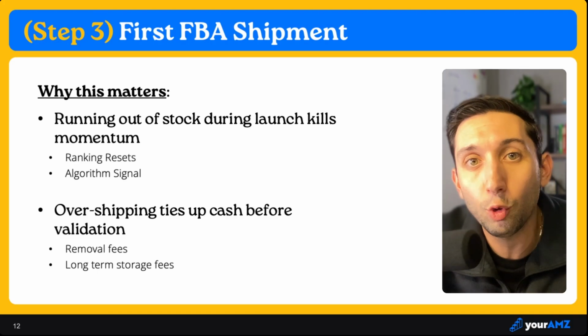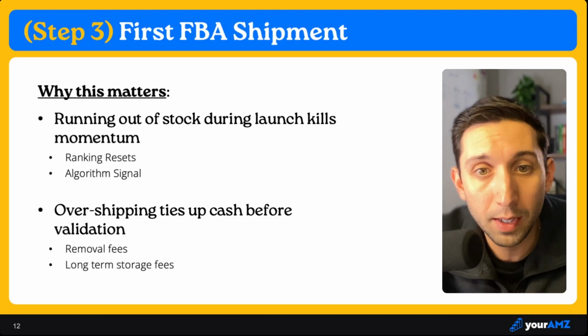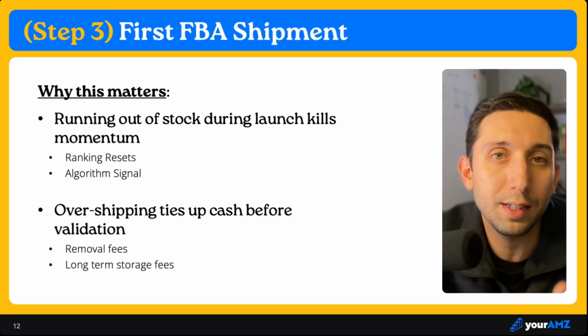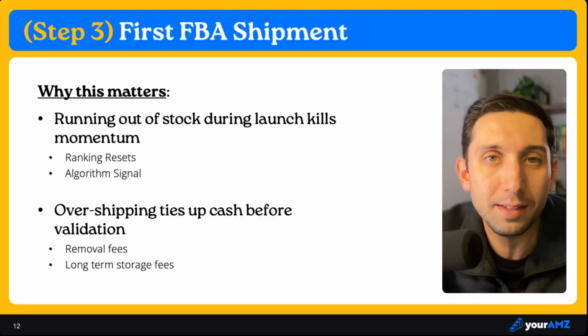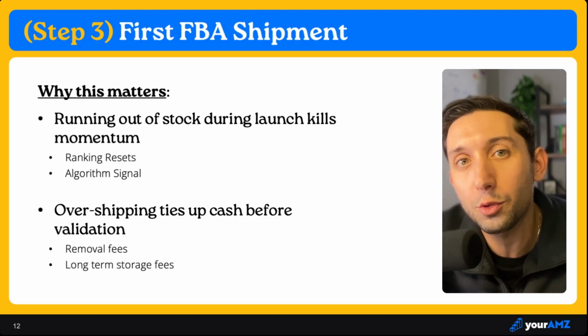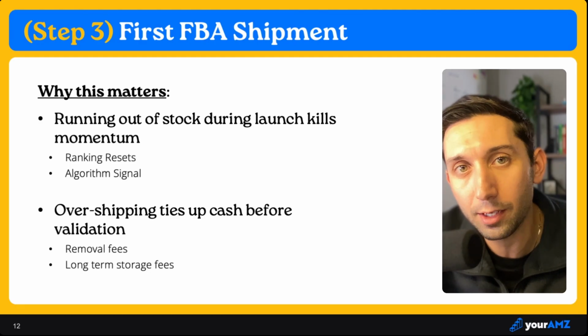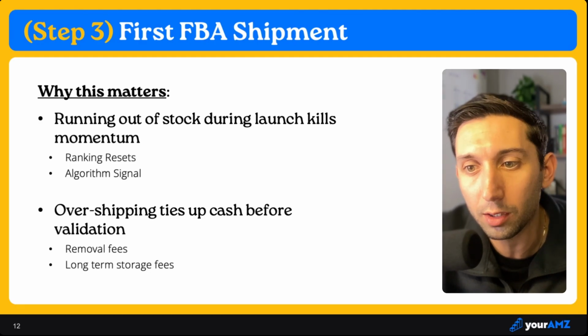When you're in stock again, organic ranking is going to start back at 0. Also, you signal to Amazon's algorithm that you don't have the inventory to scale, and Amazon likes to see brands that can stay in stock and have the inventory to continue to sell forever. And so if you miss that signal, it's going to hurt your performance on Amazon during your product launch.